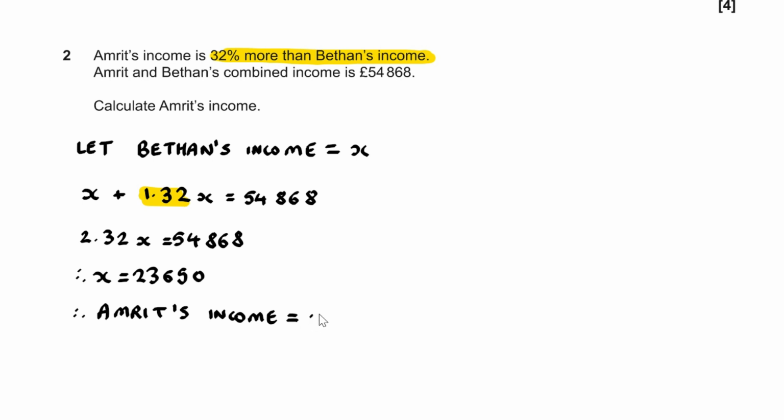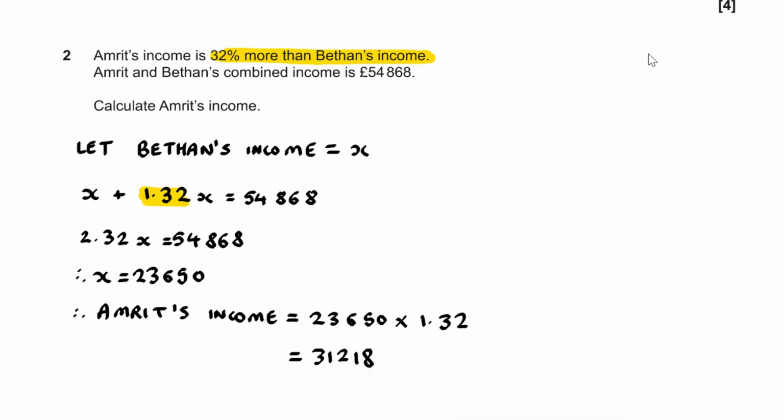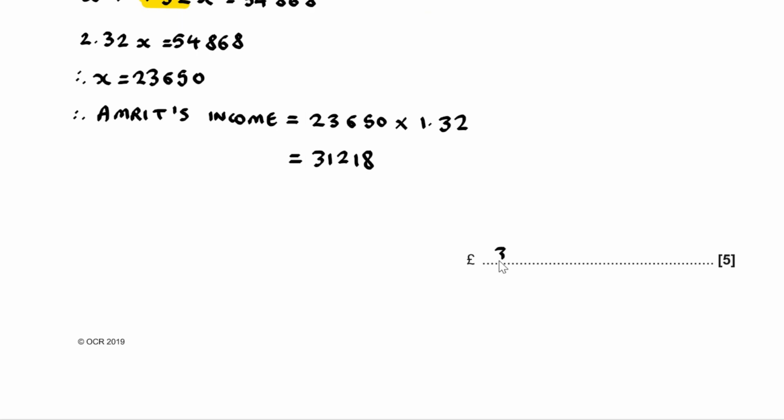And therefore, what we can conclude from here then is Amrit's income will equal 23650 times by 1.32, because his income is 32% more than Bethan's. So what we'd get over here, if we times this by 1.32, we'd get a value of 31218. So therefore, we have 31218.